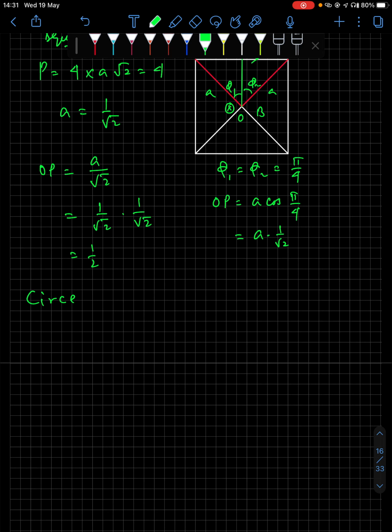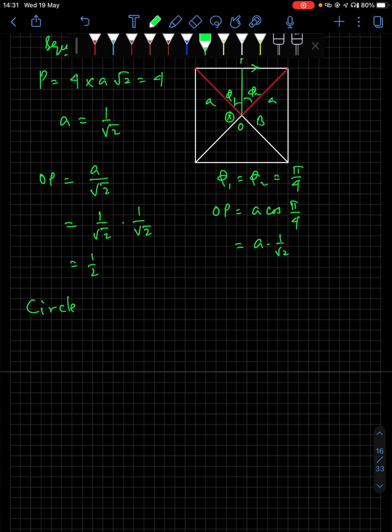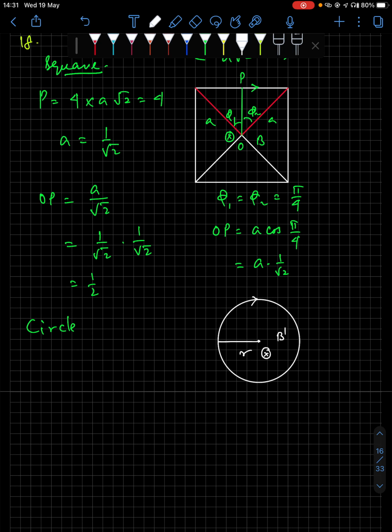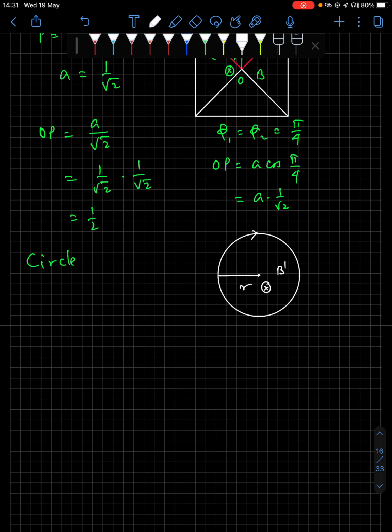Now for the circle, let the radius of the circle be R, and the magnetic field at the center is B prime, and this is also entering the page because of the direction of the current. It is anti-clockwise, right? Sorry, it is clockwise. So the perimeter of a circle is 2 pi r, and this is also 4. Therefore the radius comes out to be 2 by pi.